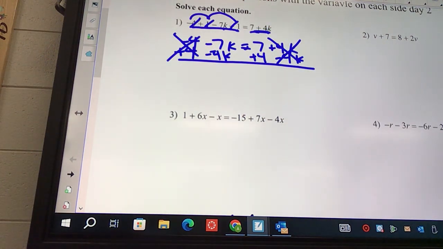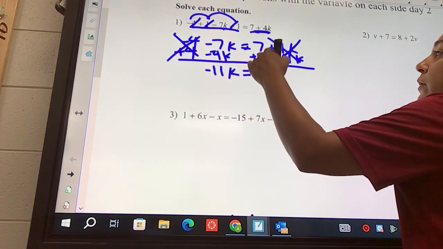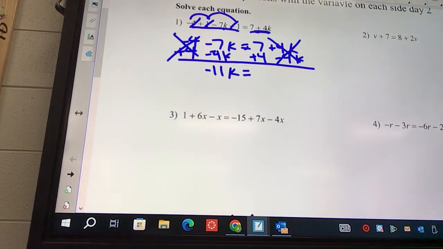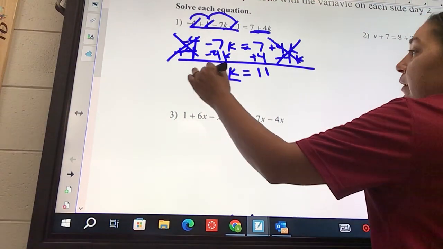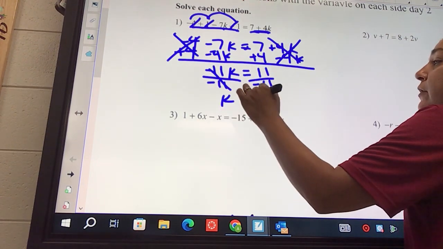Okay, and so what is -7 minus 4? -11. So -11k equals 7 plus 4, which is 11. And our last step is always to do what? Divide. Okay, and that's the same every time. It's going to be your last step always. So we're going to get k equals -1.